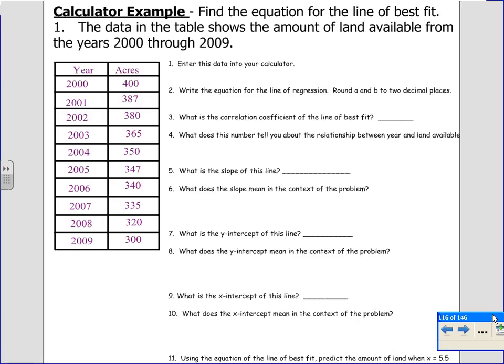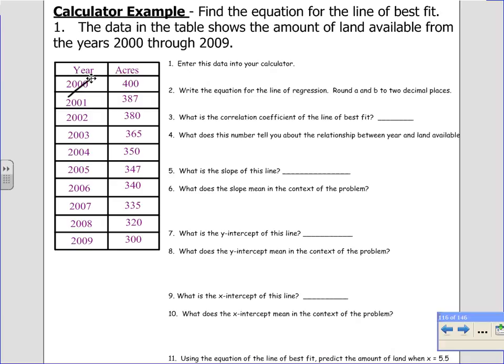Using your gold sheet and using your calculator. I did this one earlier today. It's the data that shows the amount of land available from the years 2000 to 2009. Before you go through this whole process, if they give you years, what do you need to change them to? Brian B.